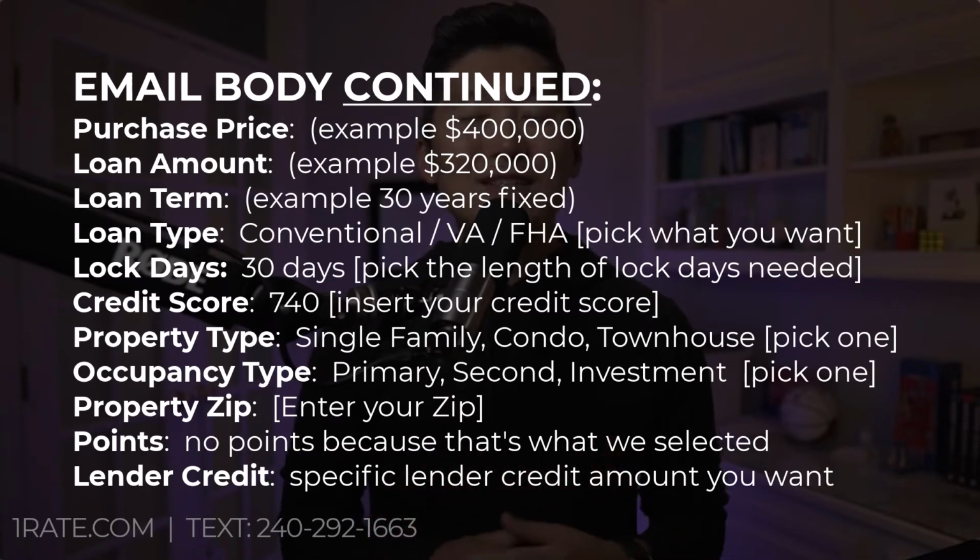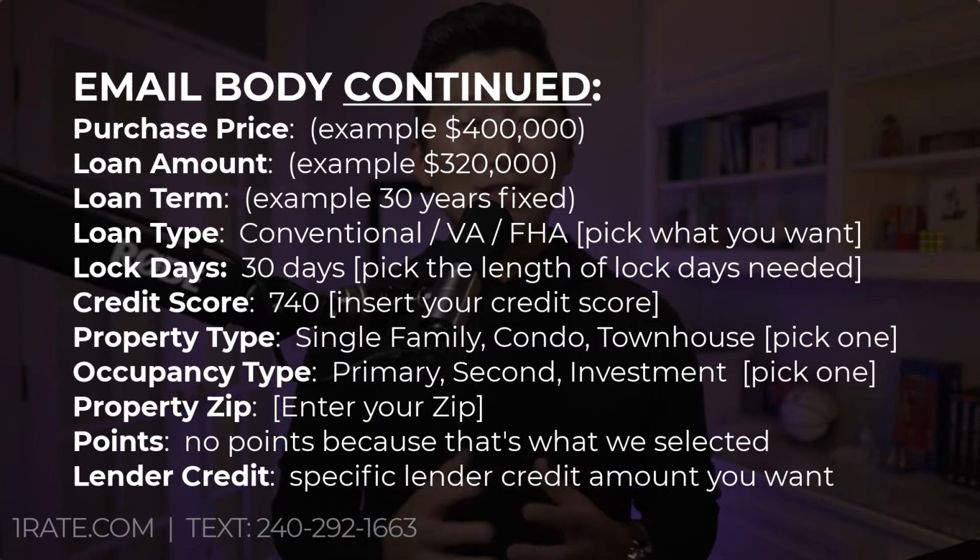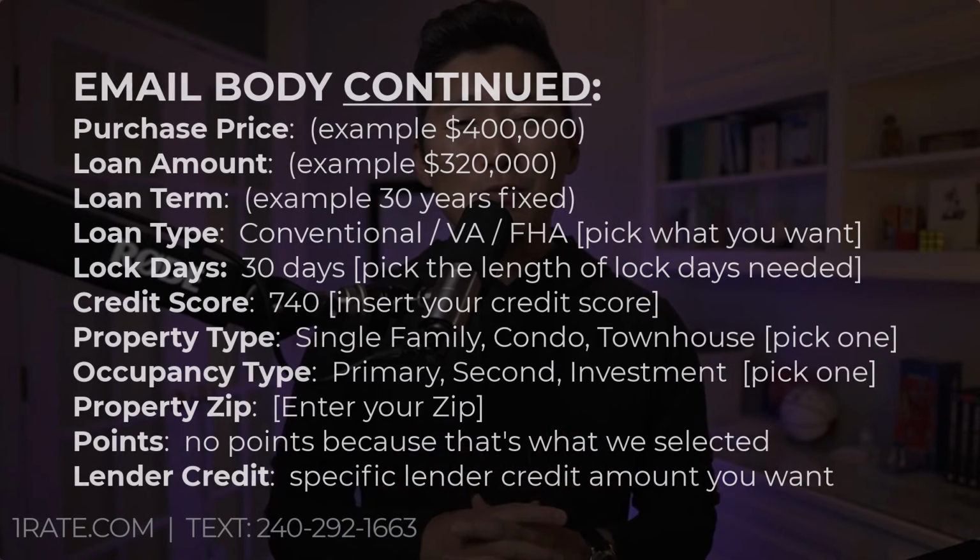Property type. Is it a single family, townhouse, condo, multi-unit? Make sure you disclose that. Occupancy type. Is it a primary residence, second or a vacation home? Is it an investment property? The property zip code. So do you want points? I would say for this exercise, no points because you're just trying to figure out what's the best deal. Lender credit. So no lender credit or a specific amount that you want. So now that's pretty much the gist of the email. So here's the pro tip.